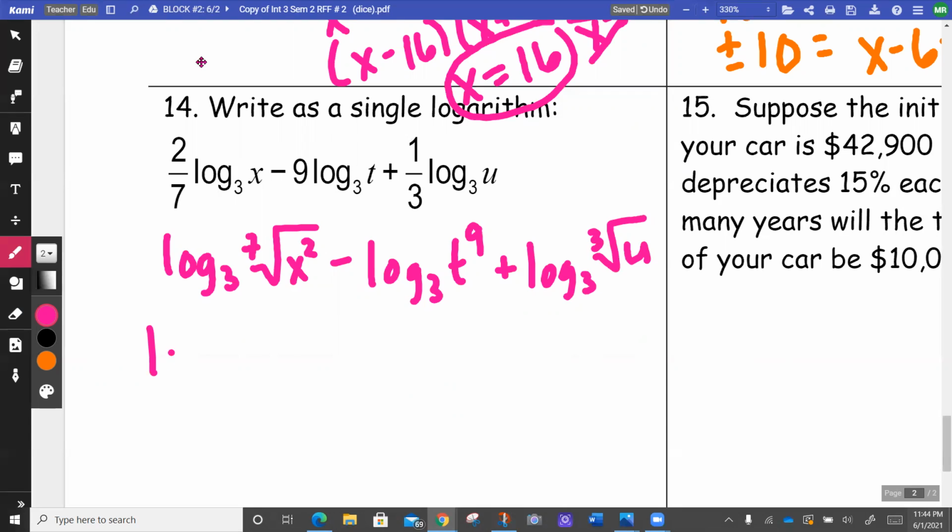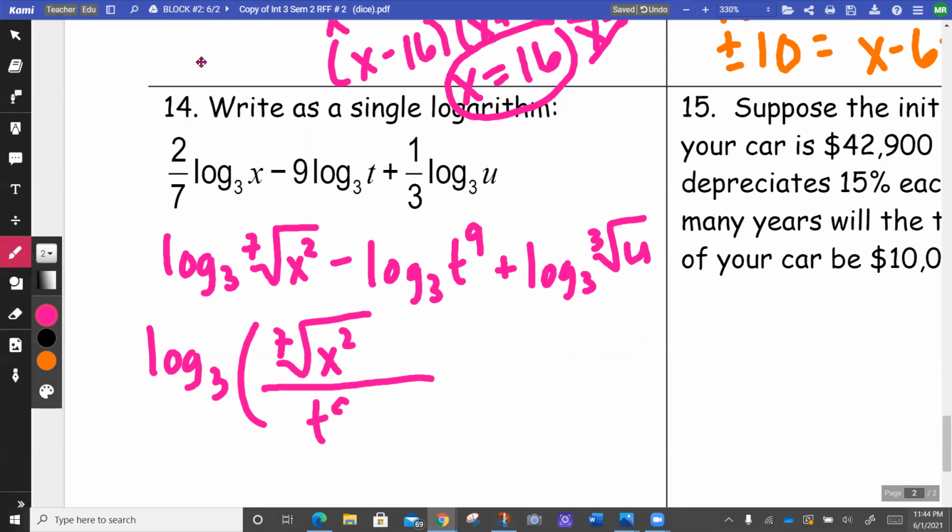Now I can write this as a single logarithm. I'm going to have the 7th root of x squared over t to the 9th. And then on top, I'm going to have the cube root of u. And that's our answer. Any of the pluses are going to be on top and any of the minuses are going to be on bottom.